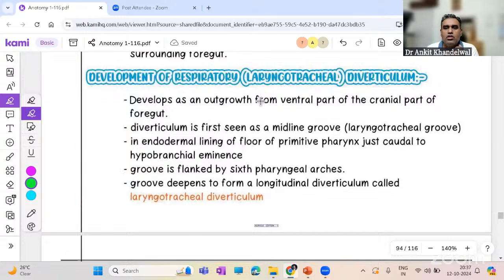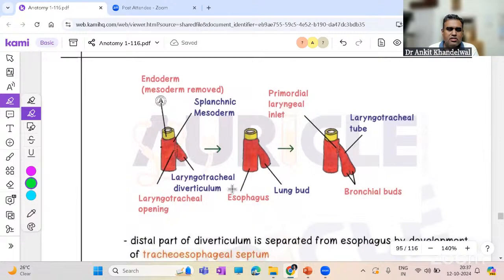It develops as an outgrowth on the ventral part of the cranial part of the foregut. Okay, fine. Then it has a groove. Then it has an endodermal lining. Fair enough. Okay, fine. Let us see a diagram, because things are best known by diagram.